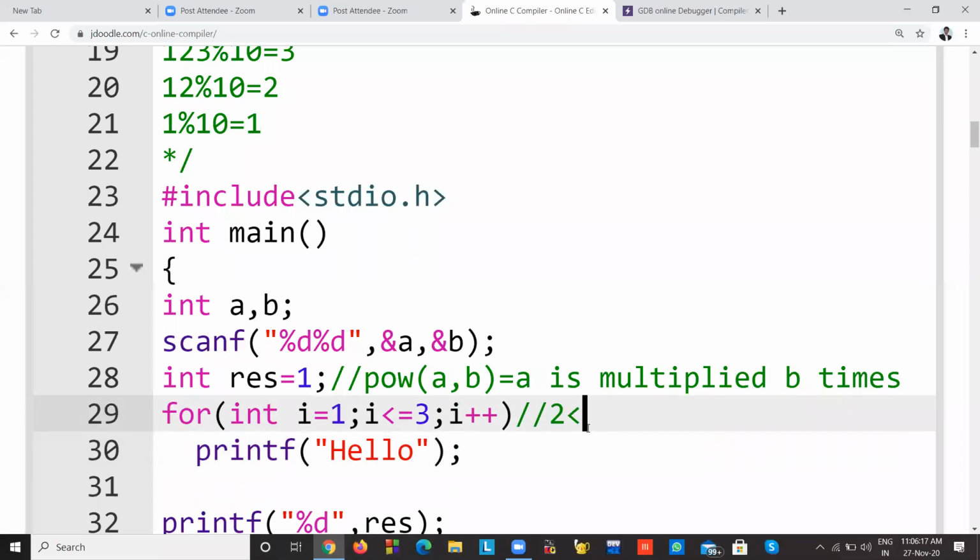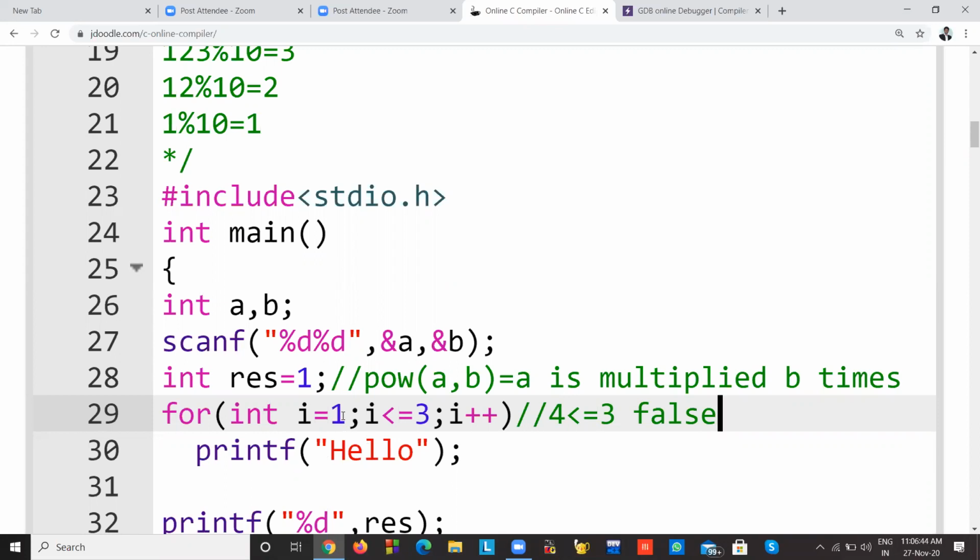Now what is the test condition? 2 less than or equal to 3. It is true, so hello will be printed. Next i is incremented, now it is 3. 3 less than or equal to 3, true, so hello is printed. Now i is incremented to 4. 4 less than or equal to 3, false. When the test condition is false, the body of the loop does not execute. The next line after the for loop executes.